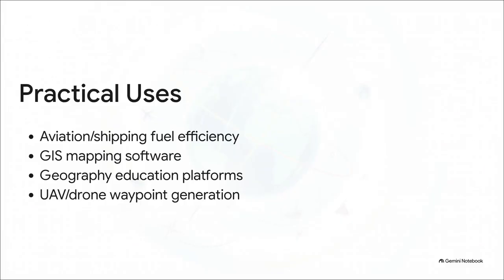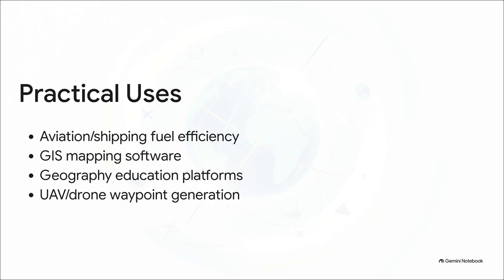on the globe. When you start multiplying 606 kilometers or even 113 kilometers of saved distance by thousands of daily flights and massive ocean cargo ships, the real-world impact is absolutely staggering. This exact spherical math is what guarantees fuel efficiency, saves immense amounts of time and money, and drastically lowers emissions across global logistics. And beyond aviation and maritime shipping, these Great Circle waypoint calculations are fundamentally baked into GIS mapping software, geography education platforms, and even the autonomous programming for UAVs and drones.